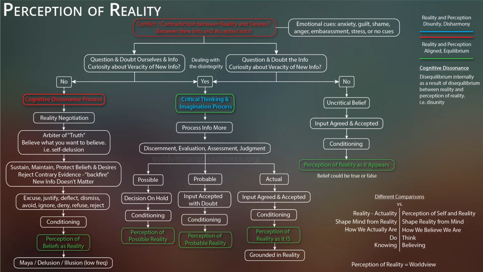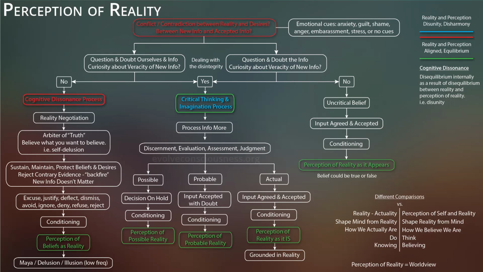So I'll just finish the part on cognitive dissonance. We excuse, justify, deflect, dismiss, avoid, ignore, deny, refuse, and reject in our reality negotiation. Whenever we have reality conflicting with our perceptions, reality conflicting with our desires, new info conflicting with accepted info. So we condition ourselves into the perception of beliefs as reality. Whatever we believe is what's real. And this is the real Maya delusion and illusion of low frequency living.